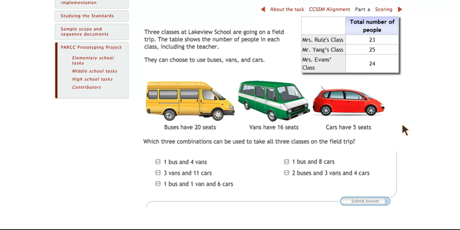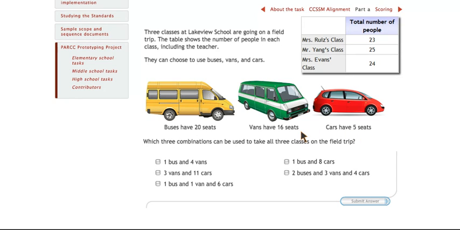So the first thing you might notice is that there's a lot of language involved here. This problem asks you to look at 3 classes at the Lakeview School that are going on a field trip. And the table shows the number of people in each class, including the teacher. So they can choose buses, vans, or cars to get there. The buses have 20 seats, vans 16, cars have 5 seats.